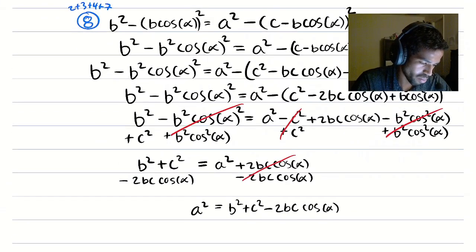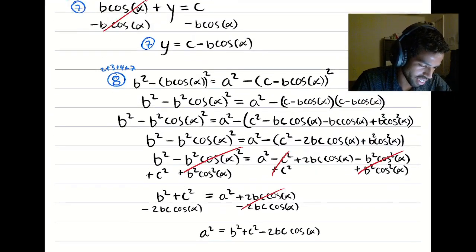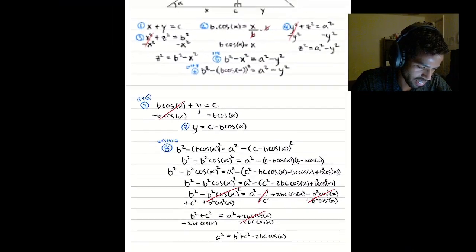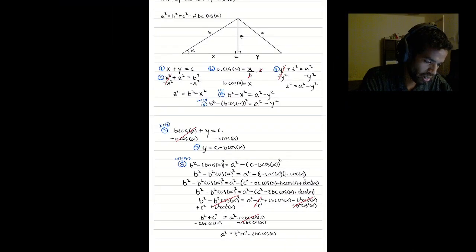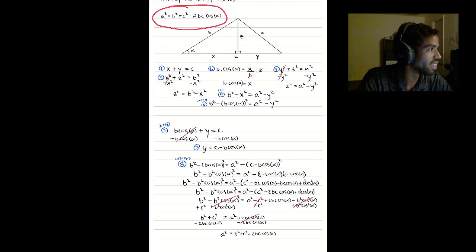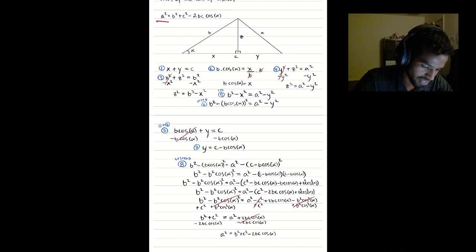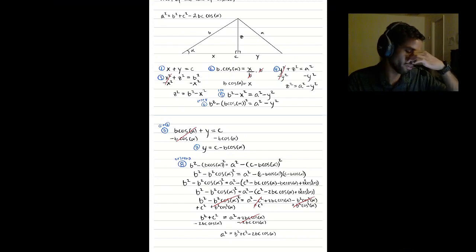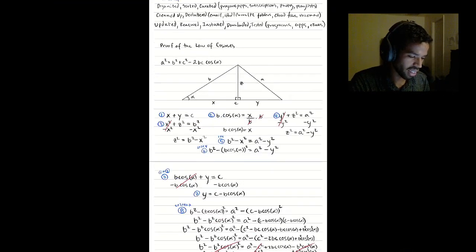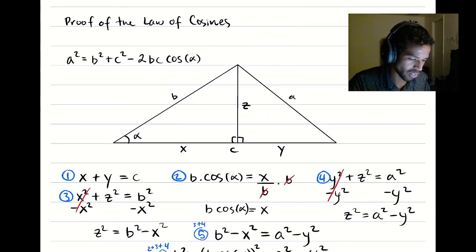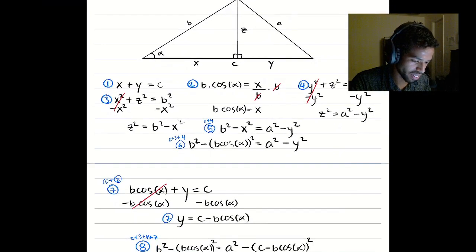So it's a big long mess just so that we can get to this bad boy over here at the top. So a squared is equal to b squared plus c squared minus 2bc cosine alpha. Now this is the way that I did it, but there's another proof that you can do using the distance formula. But this is one way to do it. All right.